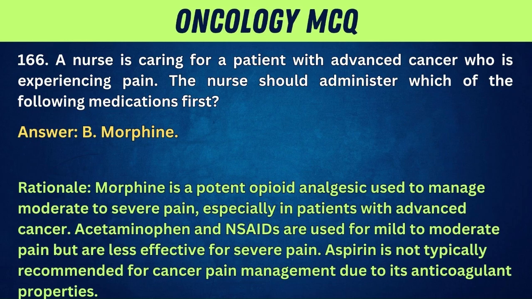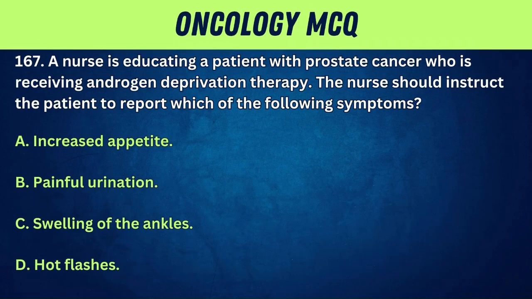Rationale. Morphine is a potent opioid analgesic used to manage moderate to severe pain, especially in patients with advanced cancer. Acetaminophen and NSAIDs are used for mild to moderate pain, but are less effective for severe pain. Aspirin is not typically recommended for cancer pain management due to its anticoagulant properties.